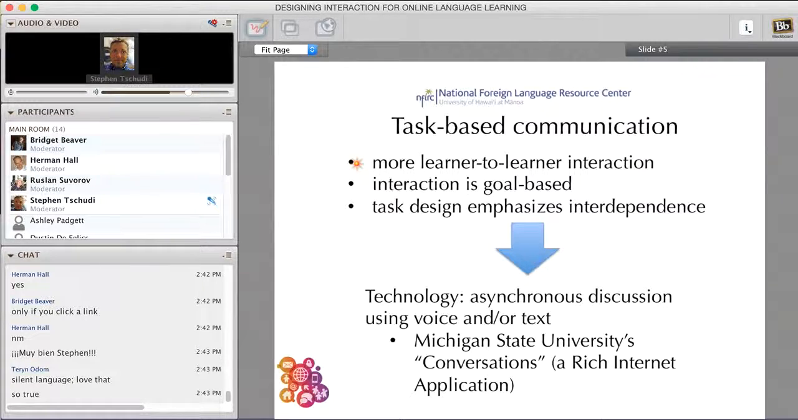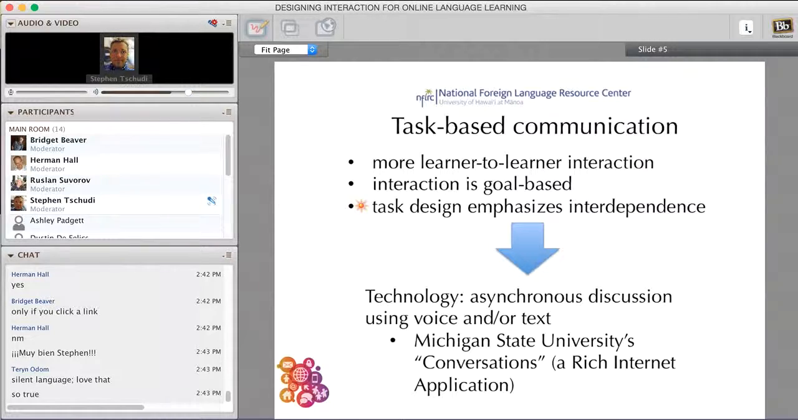Task-based communication emphasizes more learner-to-learner interaction rather than learner-to-teacher interaction, and it could also mean learner-to-community of practice interaction. The interaction is goal-based rather than form-focused, so they're trying to accomplish some transfer of information from one place to another. One way to think about it is that you're changing the world by using language. You're changing the world somehow. Information will pass from one vessel to another as a result of the communication. And finally, in task-based communication, task design emphasizes interdependence.